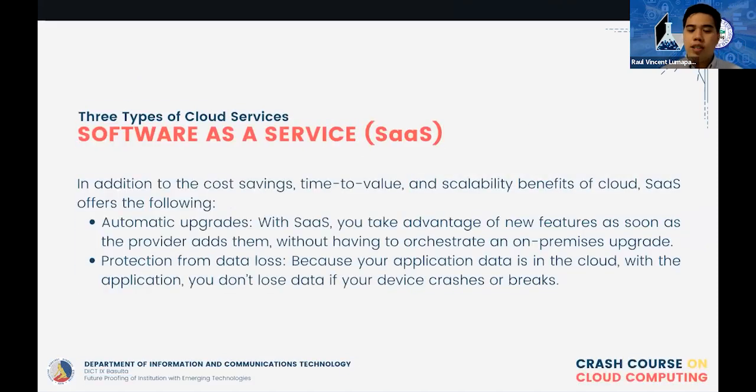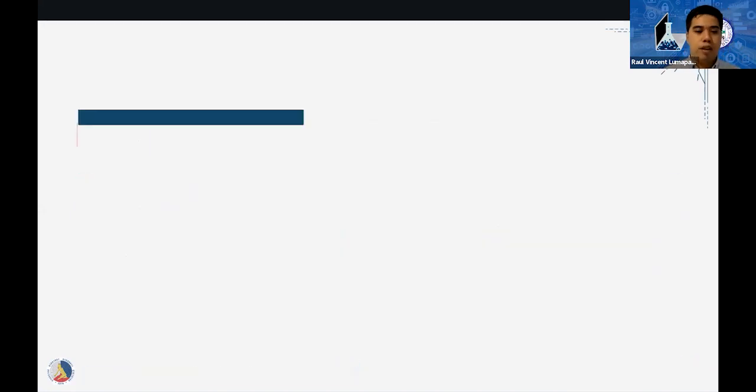So in addition to the cost savings, time to value, and scalability benefits of cloud, SaaS offers the following as well. Automatic upgrades, since obviously it's handled by the vendor. With SaaS, you take advantage of new features as soon as the provider or vendor provides them, without having to orchestrate an on-premise upgrade. And then protection from data loss, because in most cases, backups are available and handled by your vendor or provider.